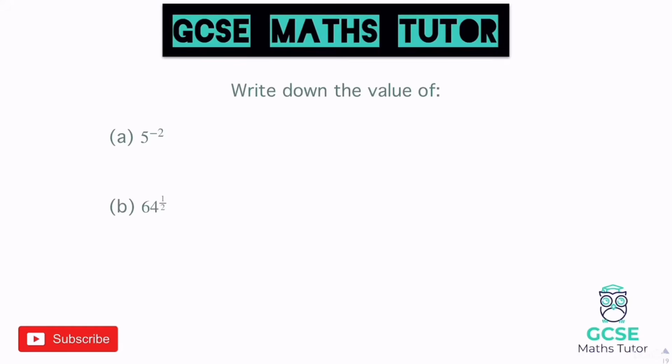Okay, so negative and fractional powers. Remembering the negative symbol there just means to do the reciprocal, to flip it over. So in this first one, if that's 5 over 1 at the moment, it'll become 1 over 5.